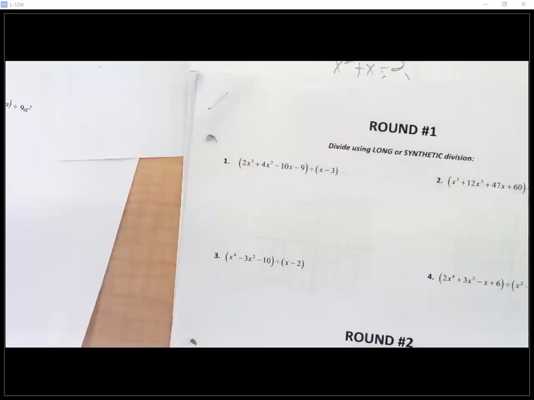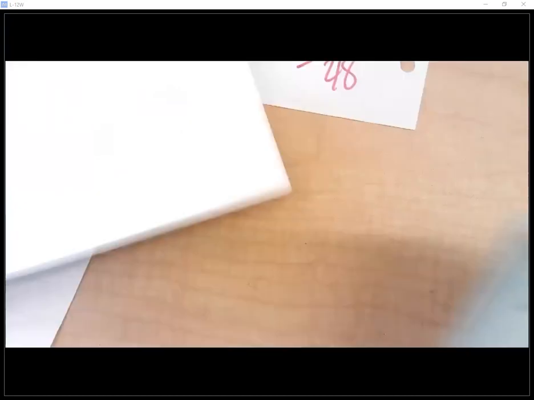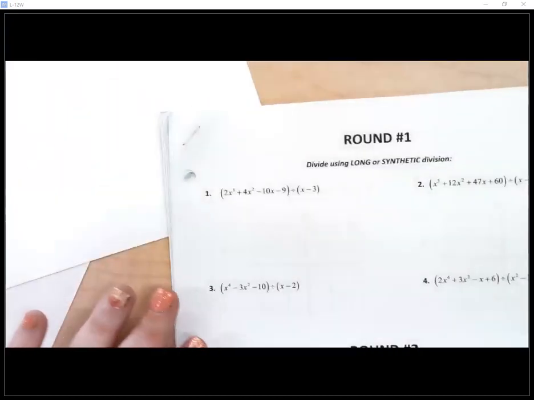So let's take a look at round one. Is there one in particular that you feel like you don't like? Well, let's talk about this. It says use long or synthetic division. Remember how you can use long division on any of them, but you can only do synthetic on certain ones.